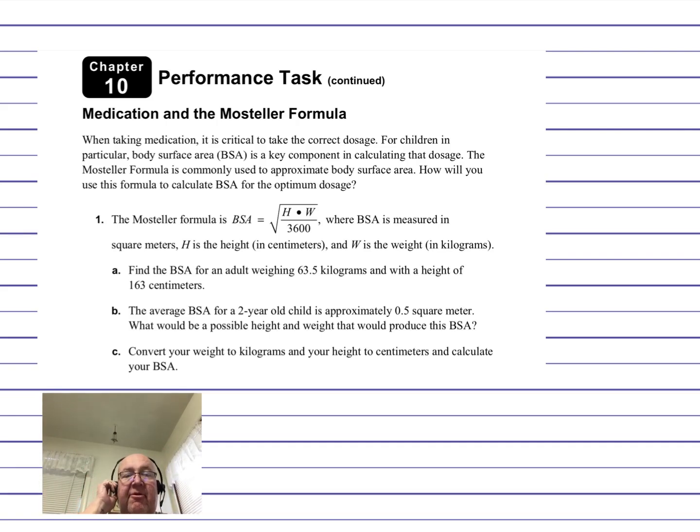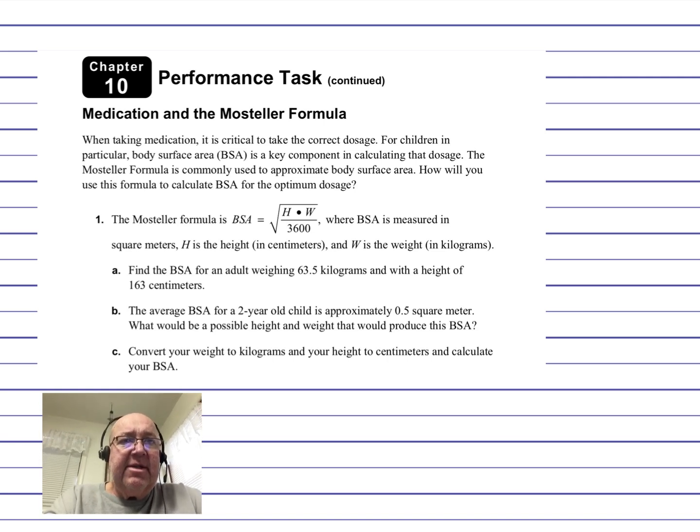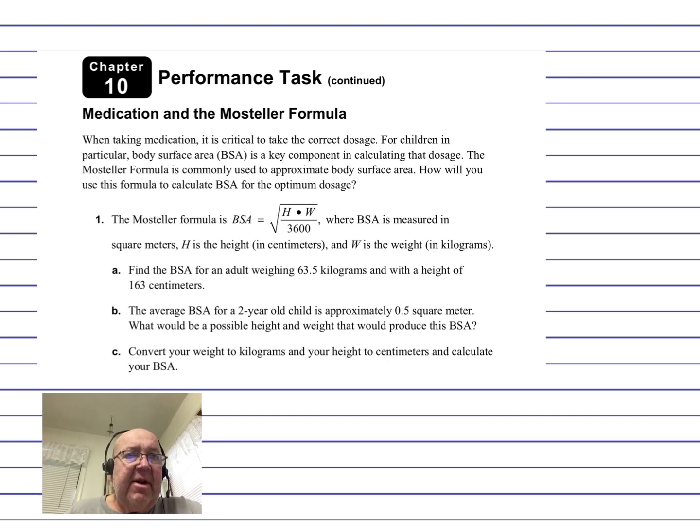The Chapter 10 performance task is relatively a short one. It's going to be working with a formula to calculate body surface area, something that's used in medications. So the formula is given to you as the BSA, body surface area, is equal to the height times the weight divided by 3600.